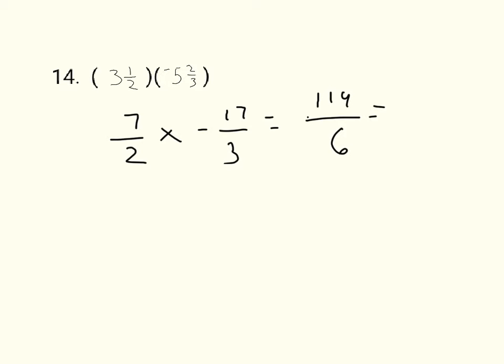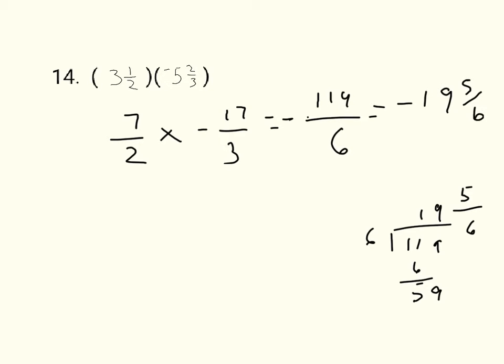And to further simplify, remember that's a negative number. 6 goes into 119. And I don't have room to write at the bottom of the screen, but the remainder would be 5. It'd be 5/6. So just to remember, it's a negative number. Negative 19 and 5/6.